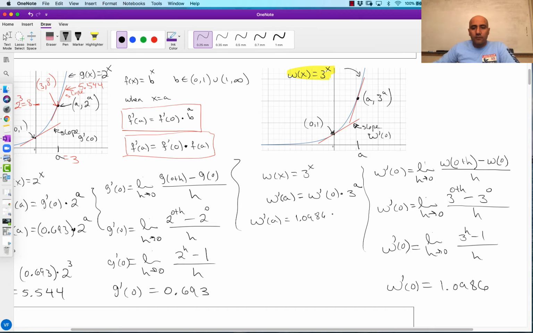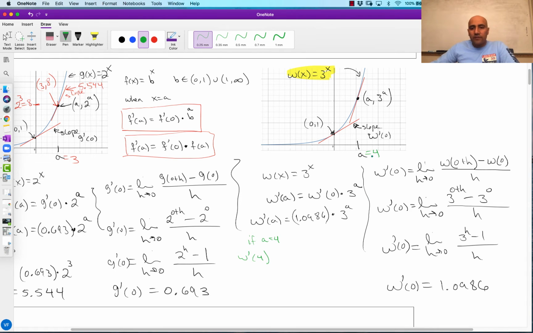Okay, so then going back to this formula, the derivative at a is equal to this constant number, 1.0986 times 3 to the a power, right? Where this is just some constant times that. Okay, so again, just to put some context into this, what if we wanted to find the derivative when a was equal to 4? Let's put it in green. If a equals 4, find w prime at 4.